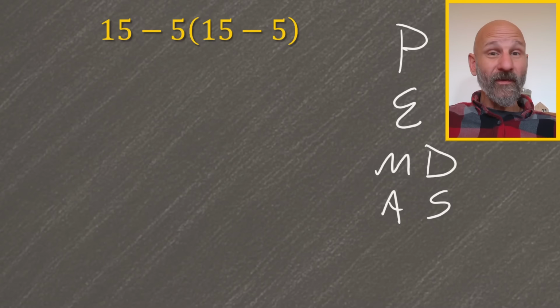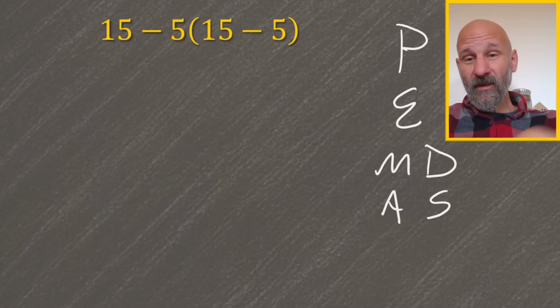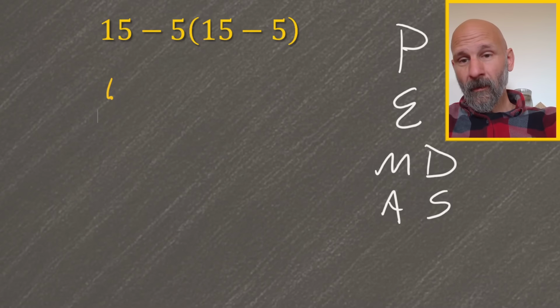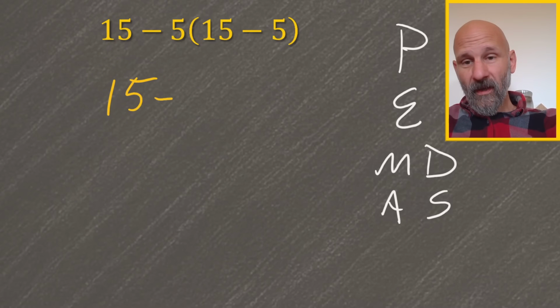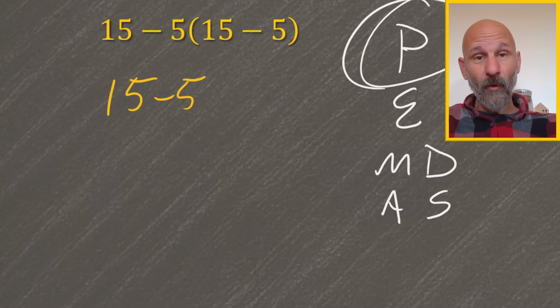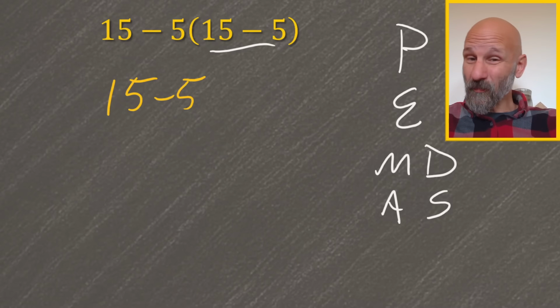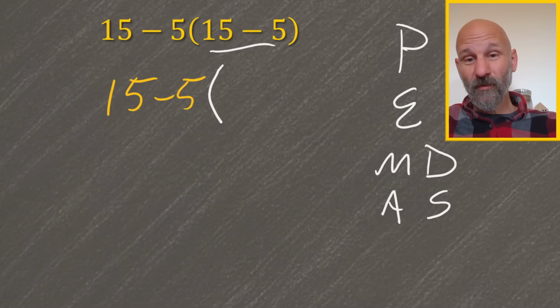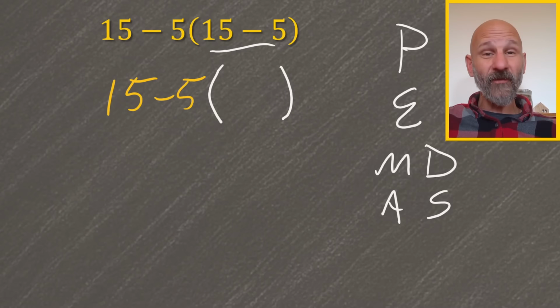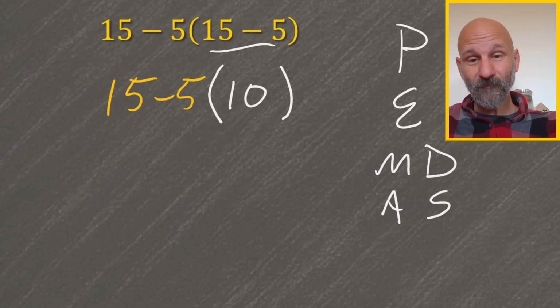So here we go. Parentheses will go first. So this 15 minus 5, the first 15 minus 5, that's just going to stay. So I'm just going to leave that as 15 minus 5. The only thing that we're going to change is what's in the parentheses, this 15 minus 5 there. Because we have some repeating numbers, it does make it a little bit tricky. So here we go. We're going to change 15 minus 5 with 10.